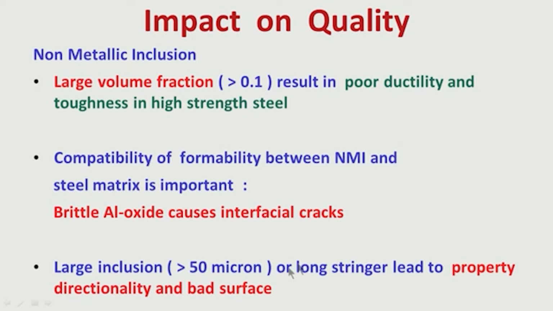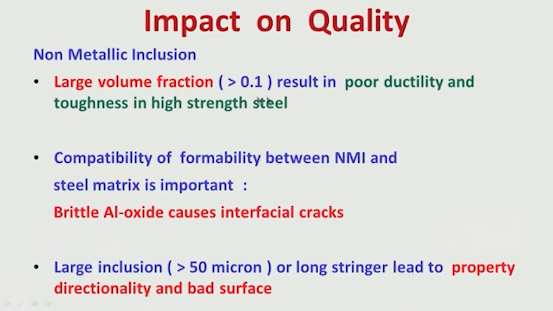Now let me come to the use of this term large inclusion. Large inclusion basically means when one dimension, whether it is the length or the width or whatever it is, is more than 50 micron. It may be as big as 100 micron or even 200 micron. I will come to it later on.